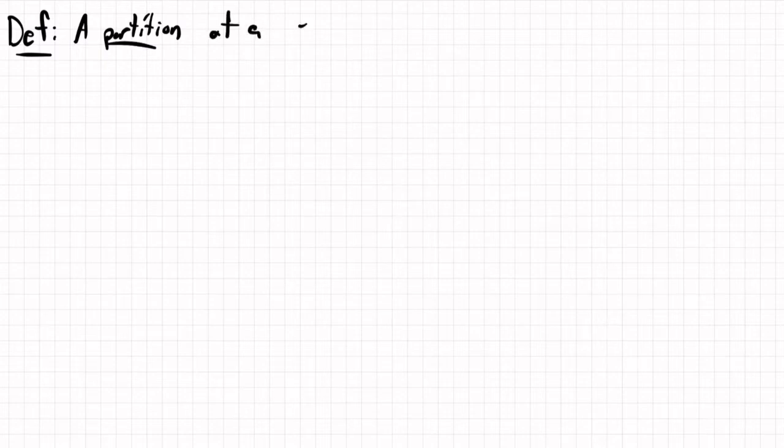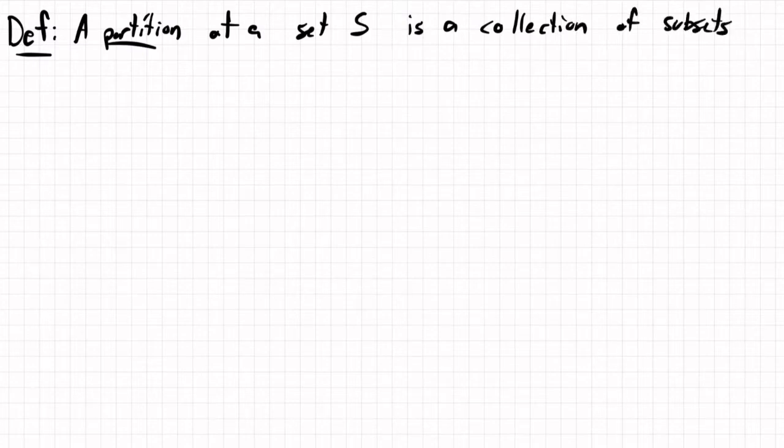Let's talk about two definitions. The first one is the definition of a partition of a set S. A partition is a collection of subsets, called S_i, such that the union of all of the S_i is going to be S.